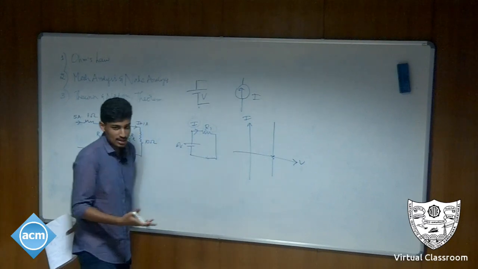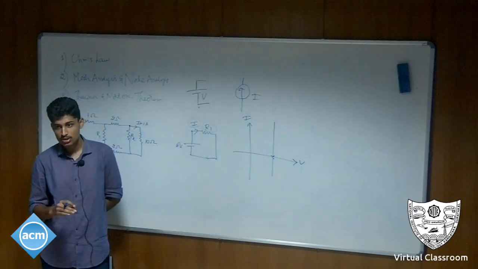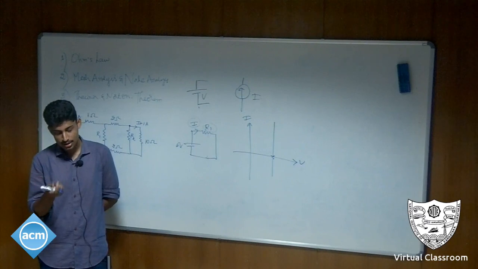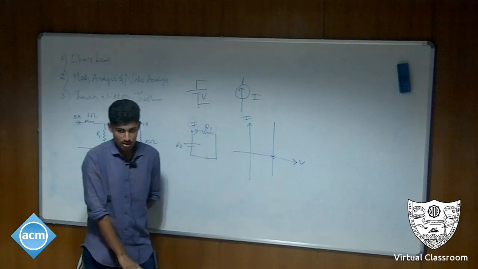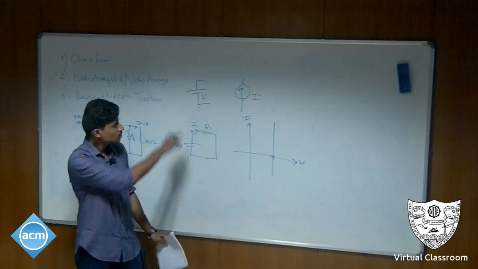But in practical labs, what you use is not an ideal source. It has a resistance called source resistance. We'll talk about it later. So this is the graph for an ideal voltage source.